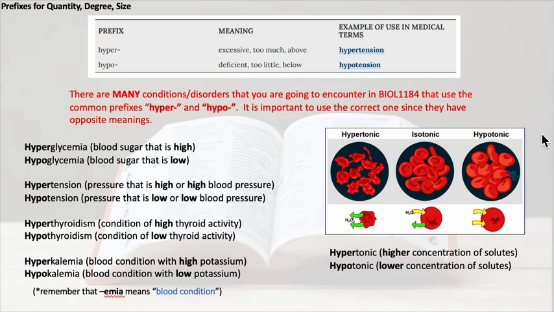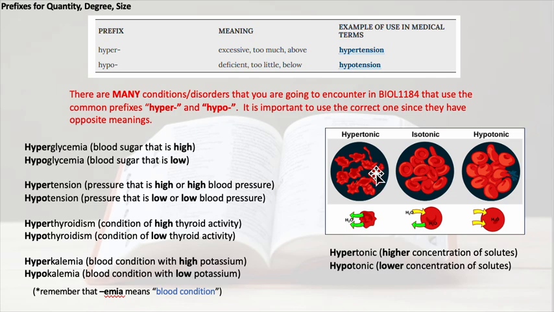Now, in your bio courses, probably in your cell bio course and even in your anatomy course, you will likely discuss hypertonic, isotonic, and hypotonic. Tonicity refers to the solute concentration in a given solution. So a hypertonic solution is a solution that has a high concentration of solutes.